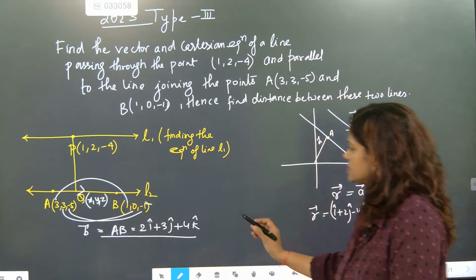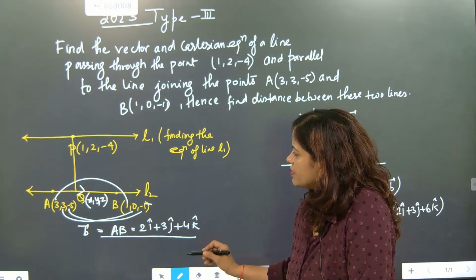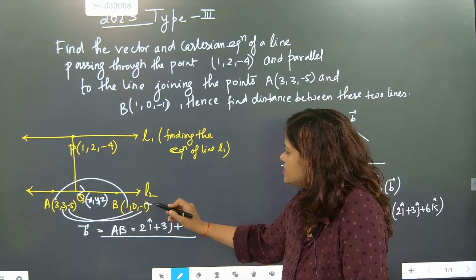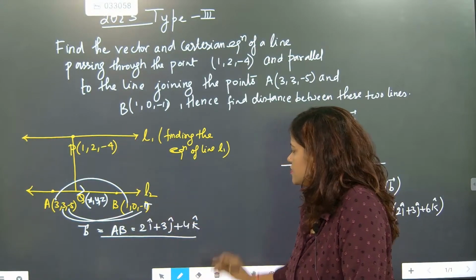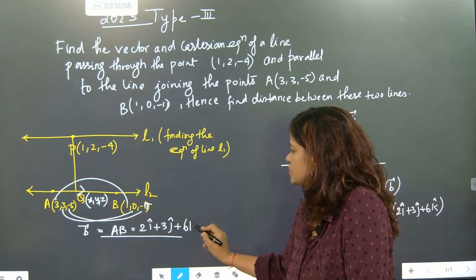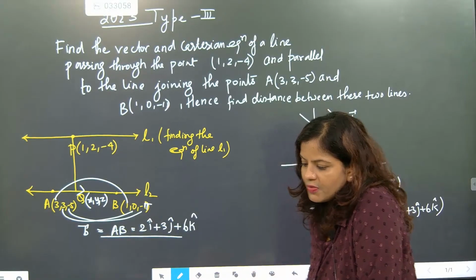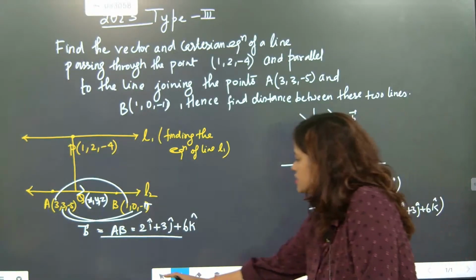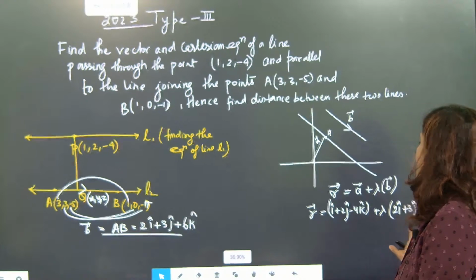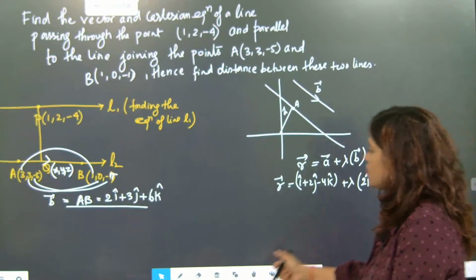So we got this AB vector. This is 11 beta, minus 11. So it is coming as 6k. Once you got 6k, this part is done. Now beta, this part is done, which means now we have the vector equation. Now we will convert it into the Cartesian form.